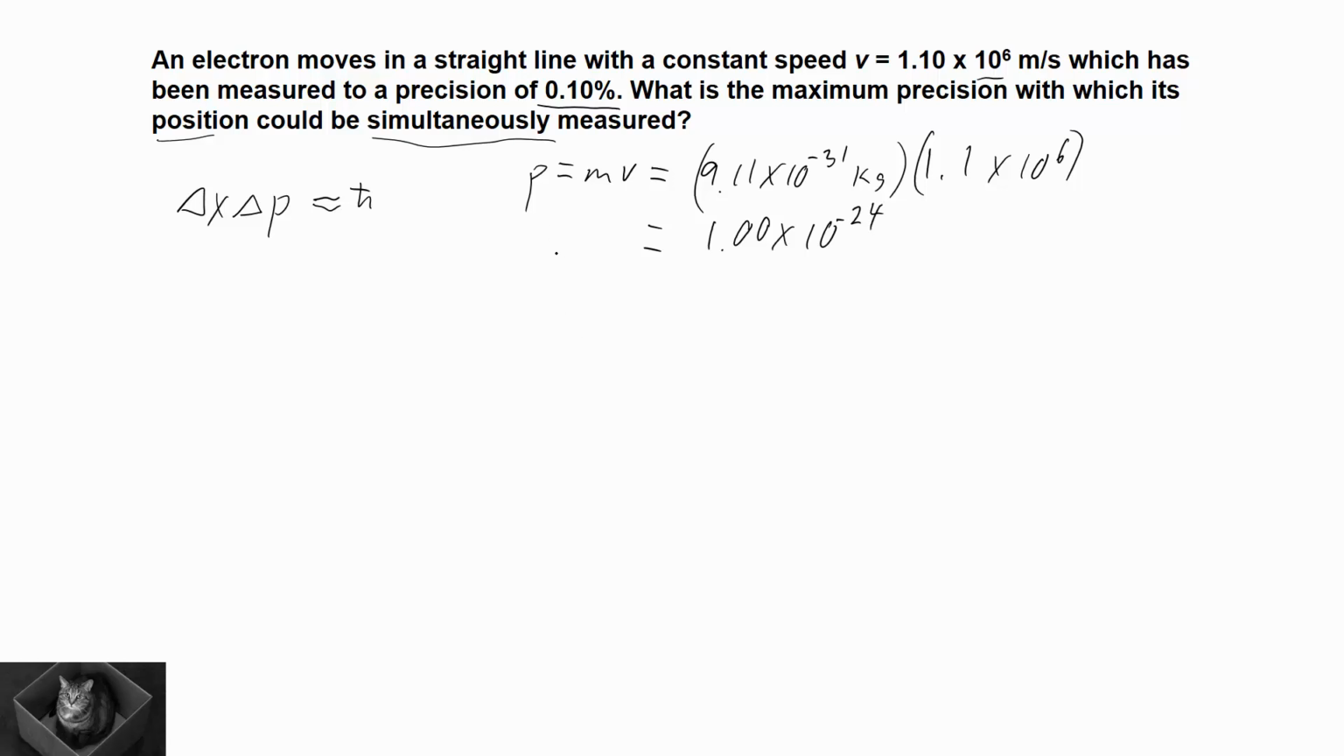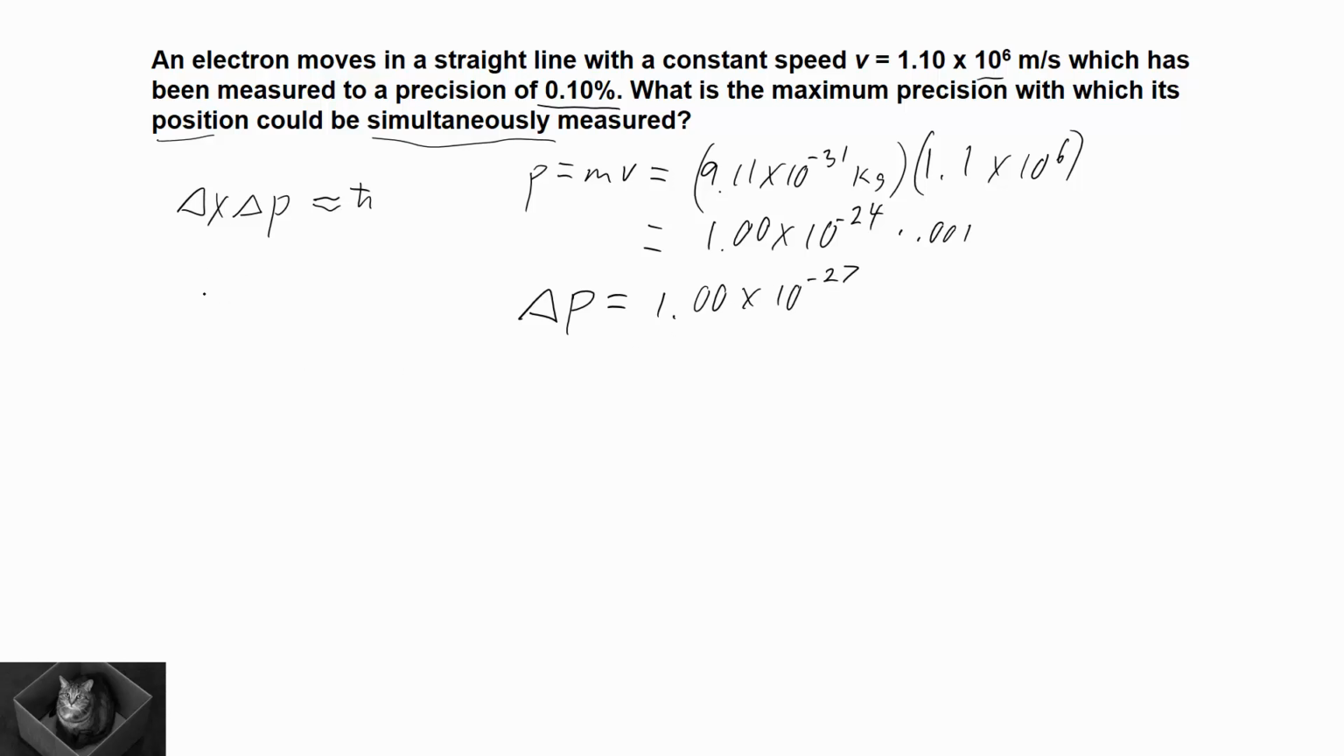Now we're not interested in the overall momentum, we want the uncertainty in the momentum. Okay, again, don't interpret this as change in momentum necessarily, but as uncertainty in momentum. And it was 0.1%, so that's this number times 0.001, which just changes our exponent there, right? So 1 times 10 to the negative 27th now.